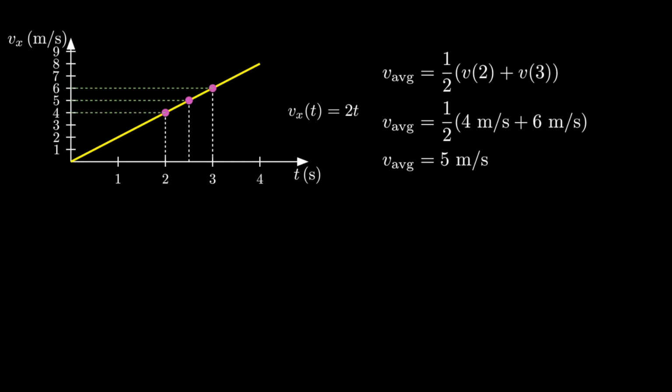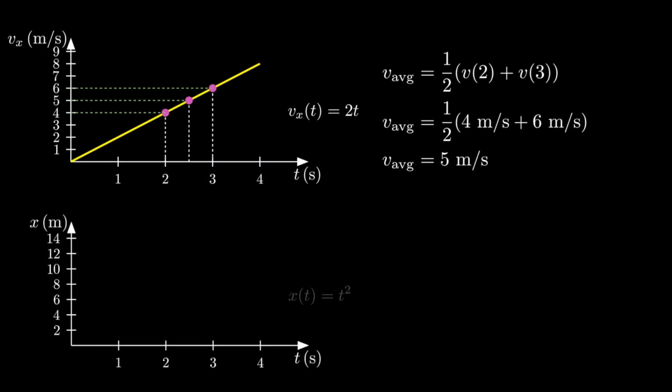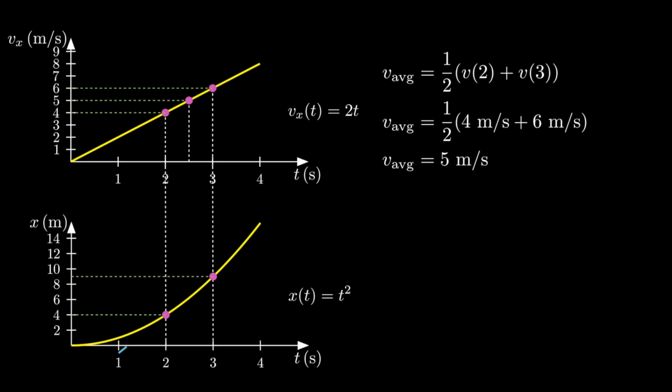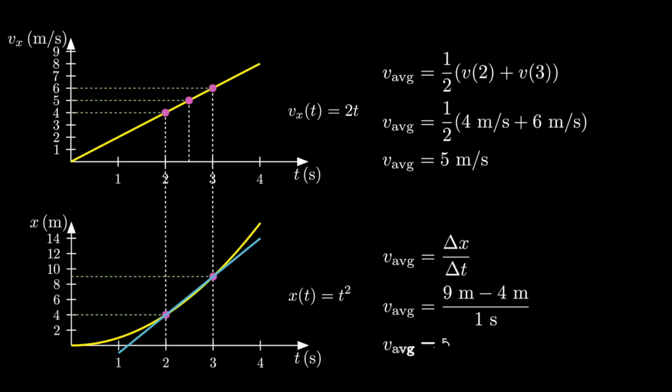On the other hand, let's try to find the average velocity of the object from its position versus time graph. Here we see that the position of the object at 2 seconds is 4 meters and the position at 3 seconds is 9 meters. Drawing a straight line through these 2 points, the average velocity of the object is the slope of this line, which is the change in position over the change in time, which is 5 meters per second. The same result as we found from the velocity versus time graph.